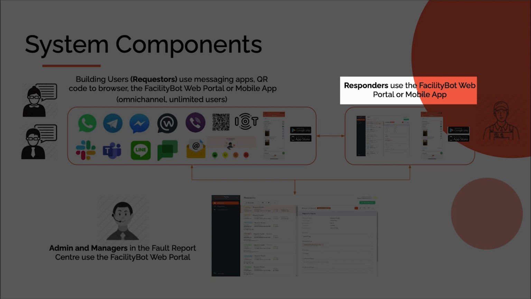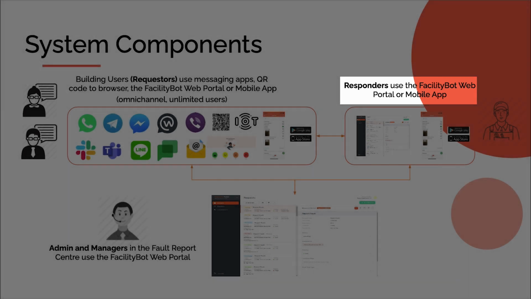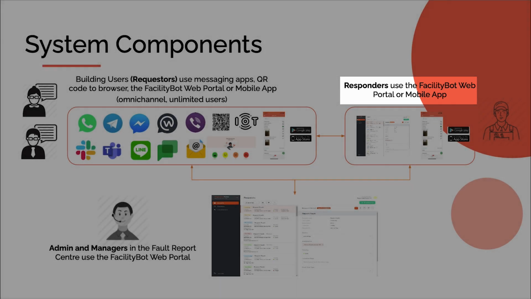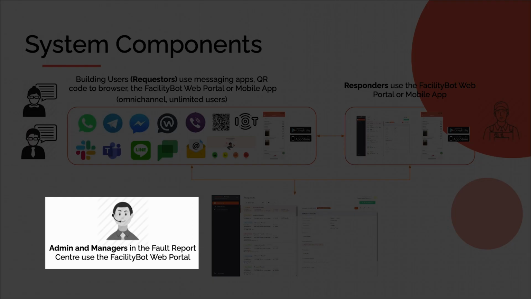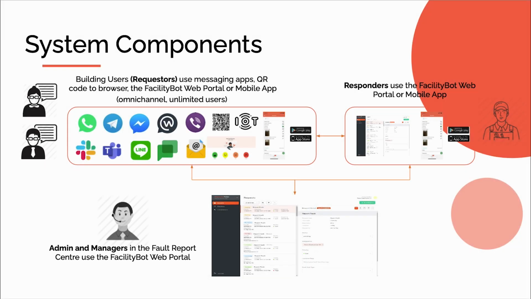Responders, who can be technicians, security officers, cleaners, or any person who responds to the requests from building occupants, mostly use the mobile app available on Apple iOS and Android. Managers typically use FacilityBot's web portal where they can configure FacilityBot and view all activities in real time. Admins have the highest access in FacilityBot. In addition to what managers can do, admins can subscribe to FacilityBot and create new accounts.